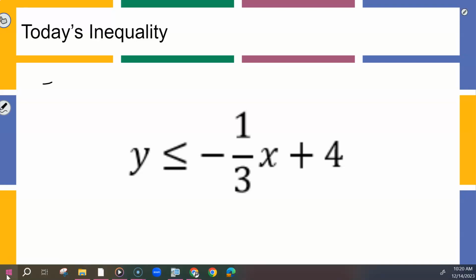It would have a solid line. What else do we know about this inequality? It would be shaded below, yes?